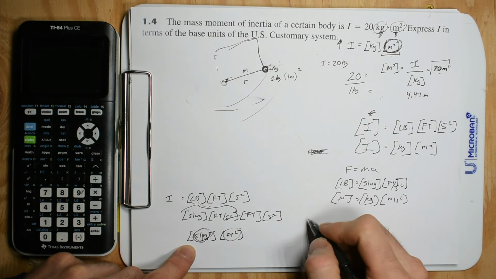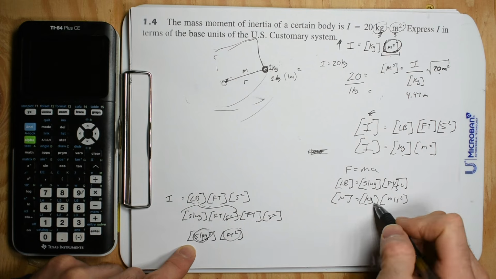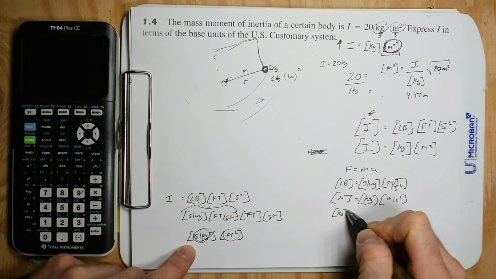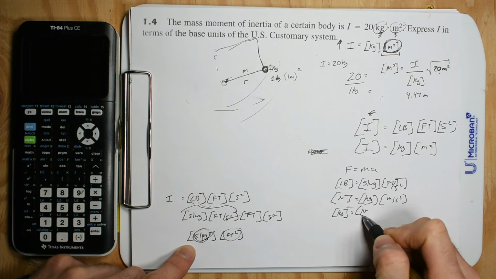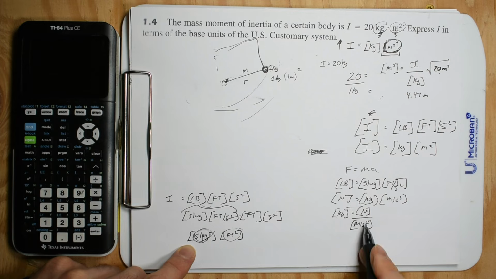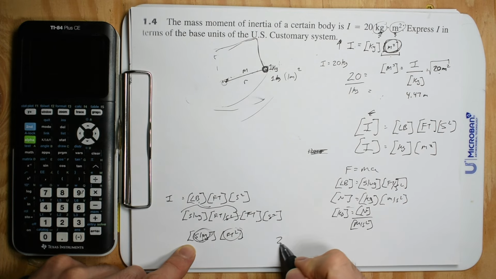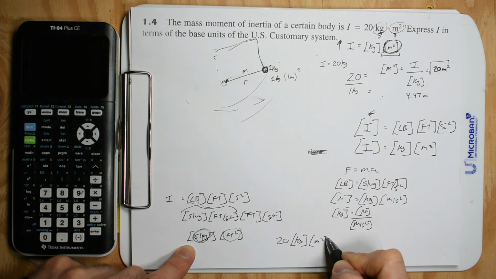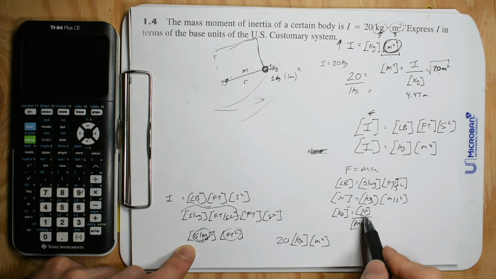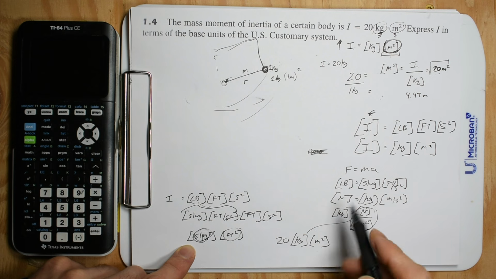So let's do the opposite. This says that kilogram is also equal to Newton divided by meters per second squared. So now we can take this 20 kilograms meters squared, and now we're going to insert this into kilograms.